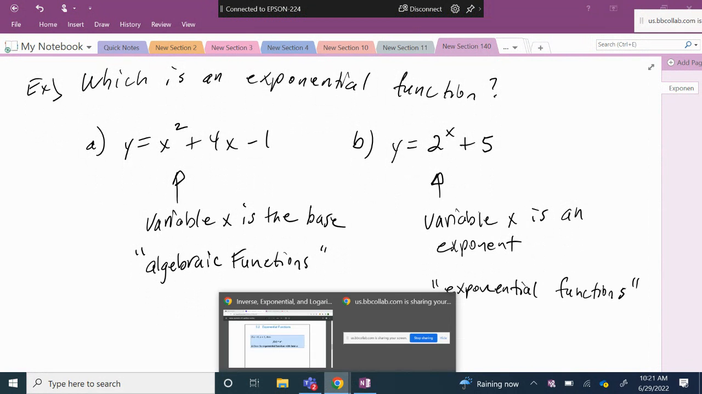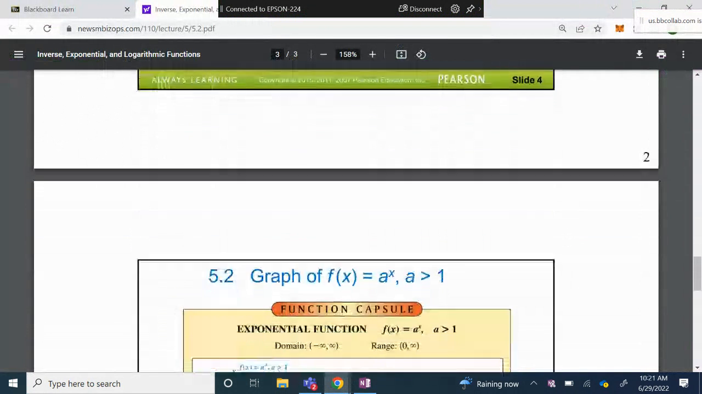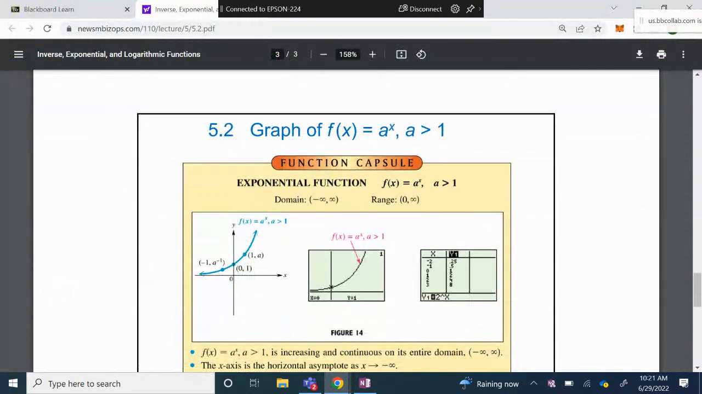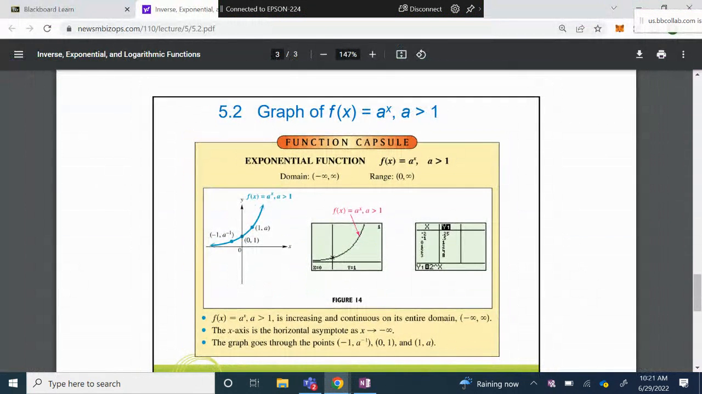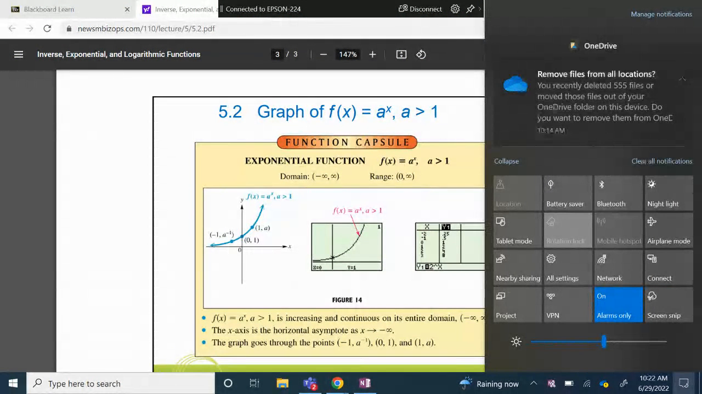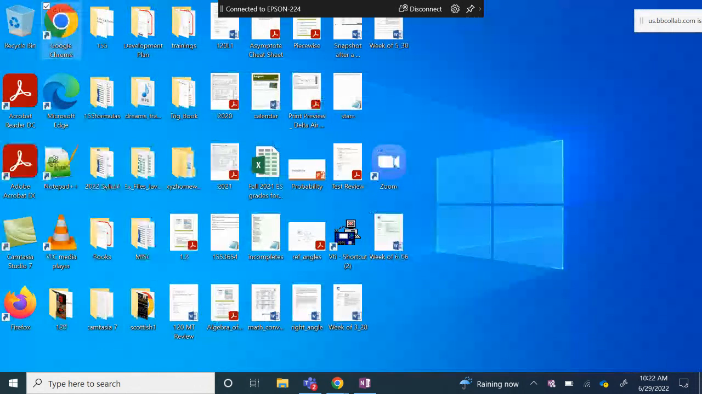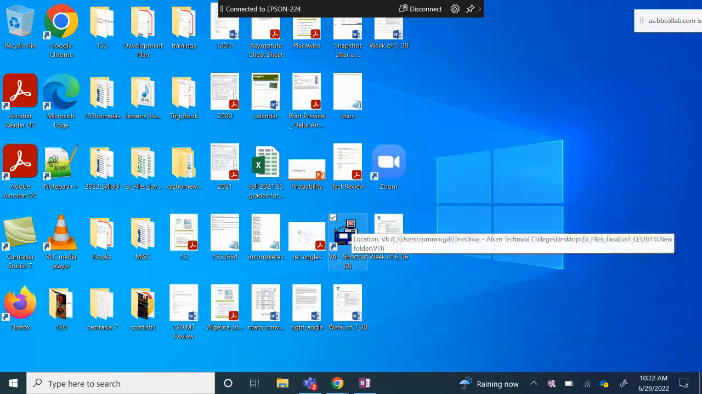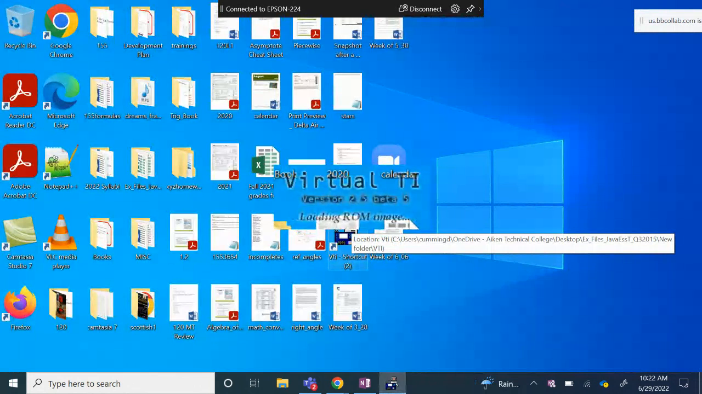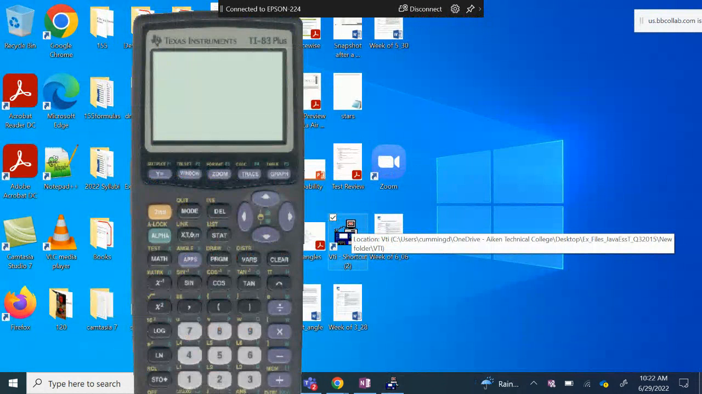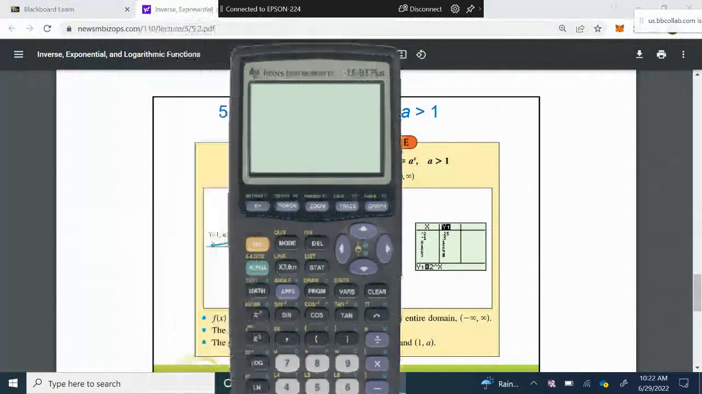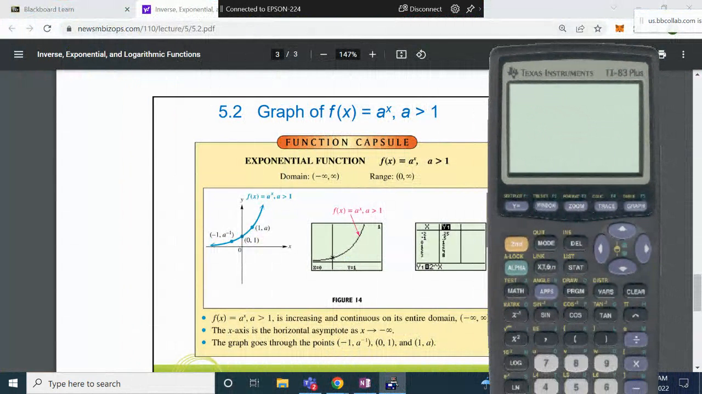I'm going to go back to the notes for just a second. And there are two types of exponential functions. There is an exponential function in which your base a is greater than 1. So I'm actually going to pull up the calculator. And I'm going to graph some functions.